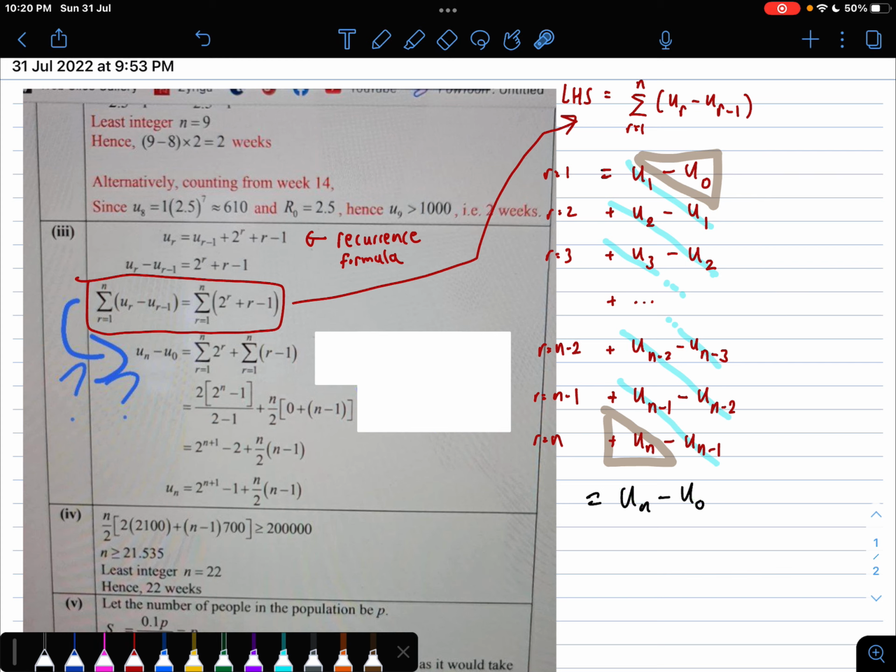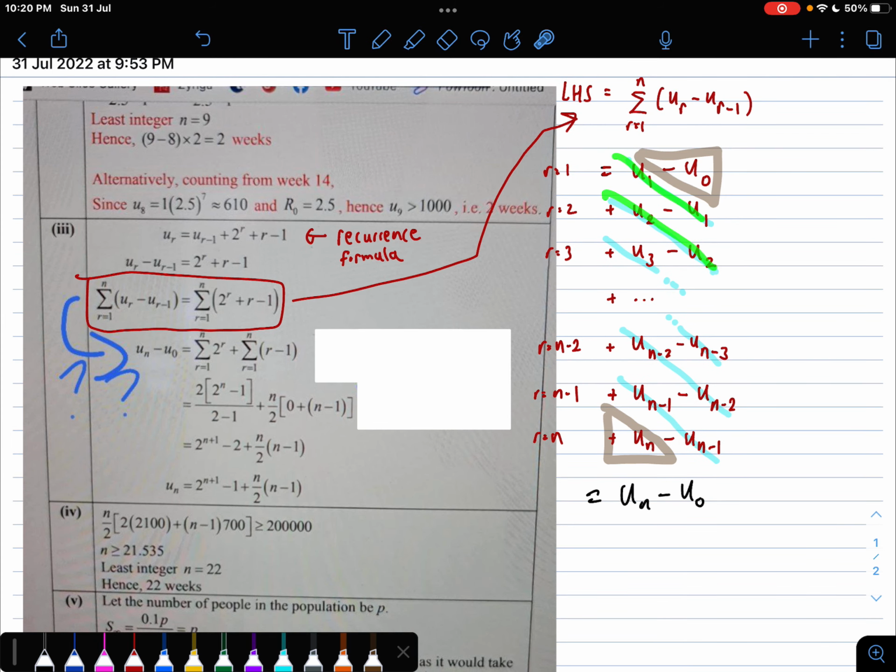What you will realize is that U1 minus U1, U2 minus U2, U3 minus U3, and so on, until you're left with a single term at the top and a single term at the bottom. Then it simplifies down to Un minus U0. What's so good about that? U0 has already been given to us as 1. So over here on the left hand side, Un minus U0 is actually Un minus 1. They were lazy, they never substituted it in.